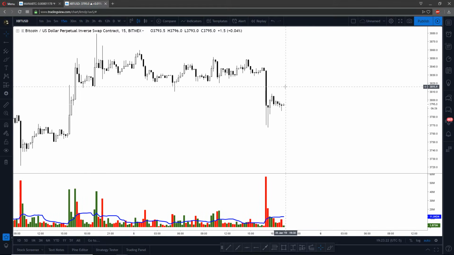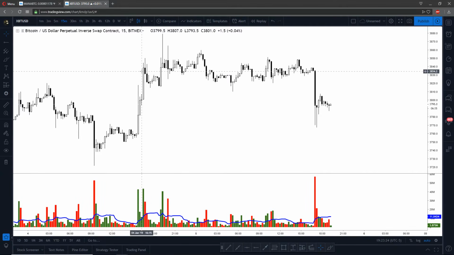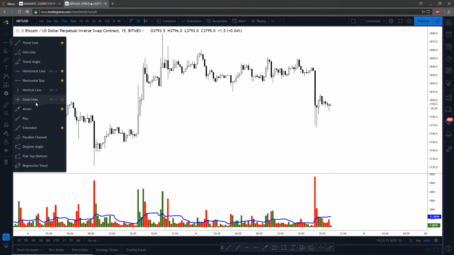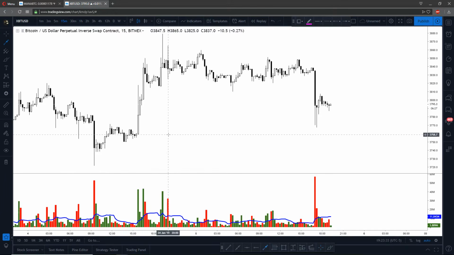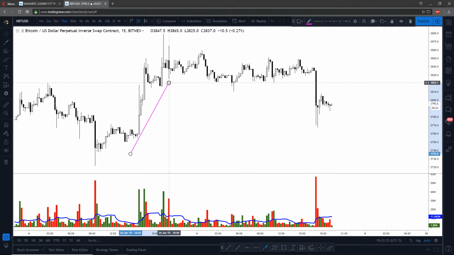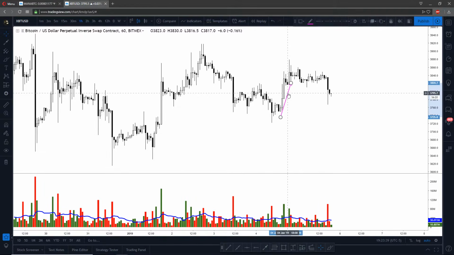We could pull it up on like a 15-minute. So look at this range here. This is distribution. Why is it distribution? We see an impulse move up. This will probably look better on like an hourly. Let me pull it up on an hourly.